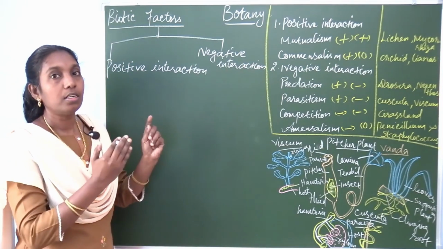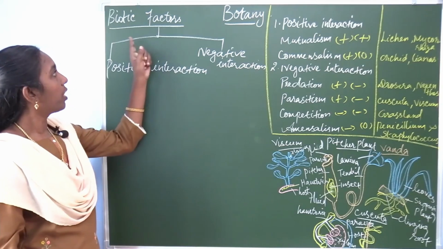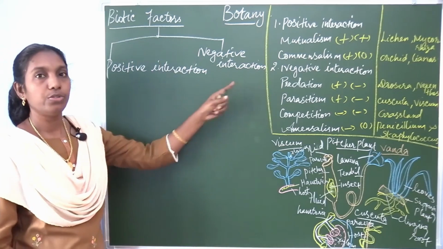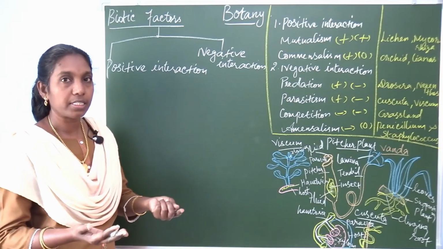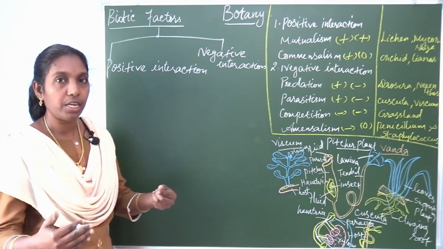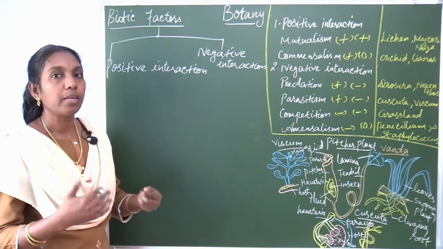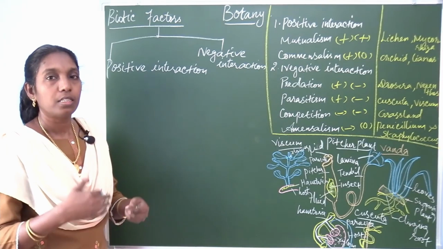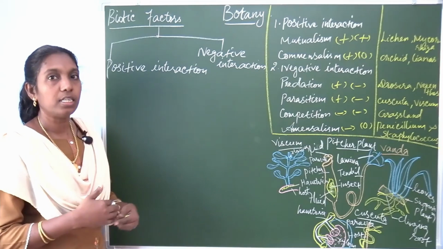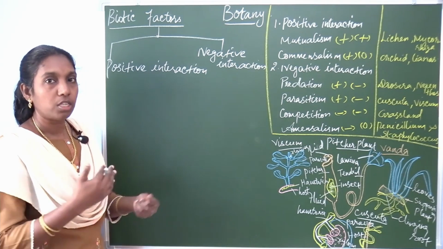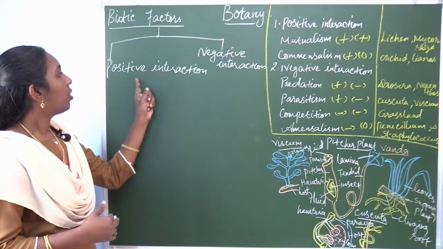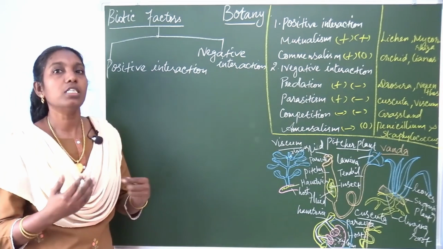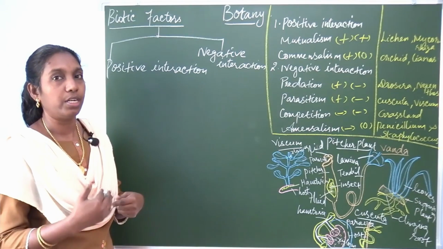So first learn what the biotic factors are. The biotic factors are classified into two types. What are biotic factors? Interactions between living organisms like plants and animals. The plants influence one another as well as the animals, which affects the ecosystem. So this is positive and negative. What is meant by positive and negative interaction?